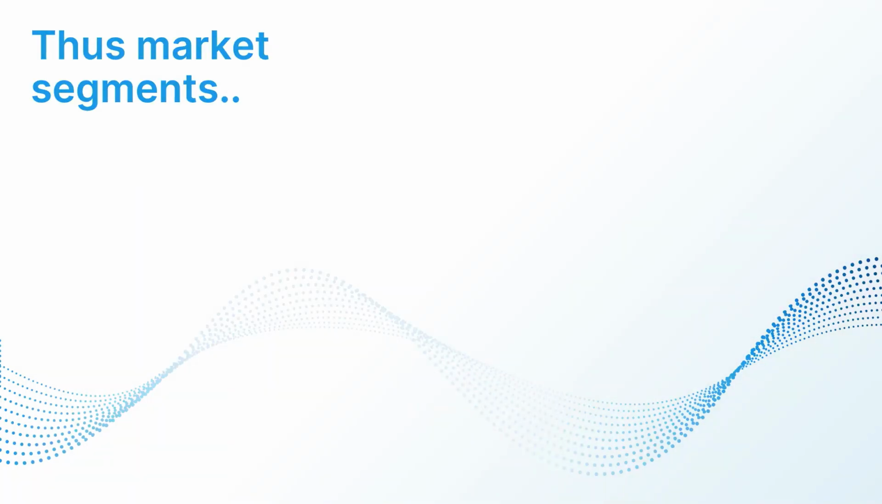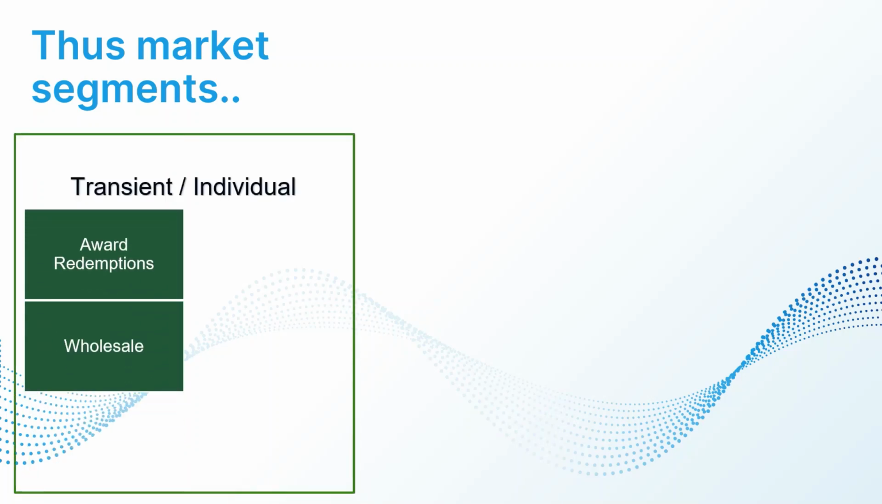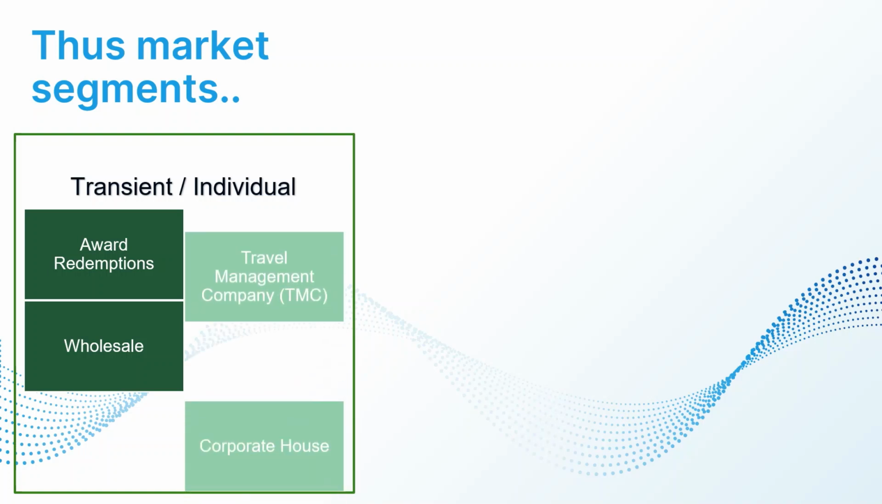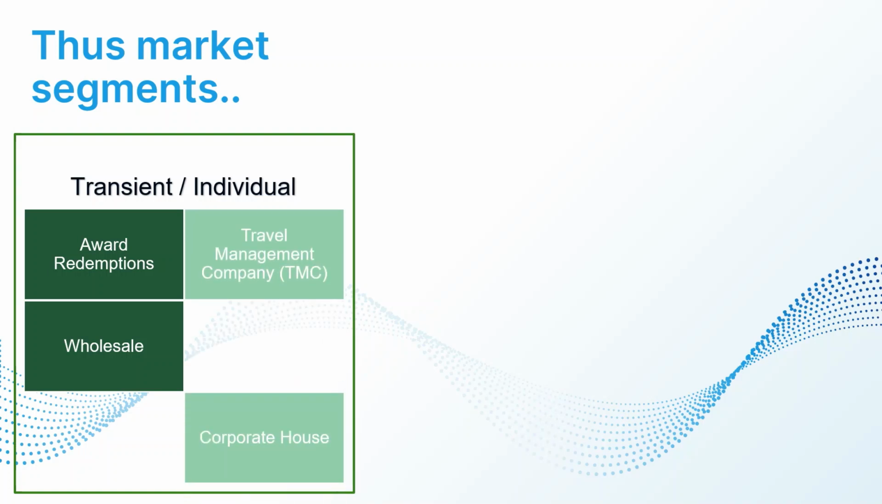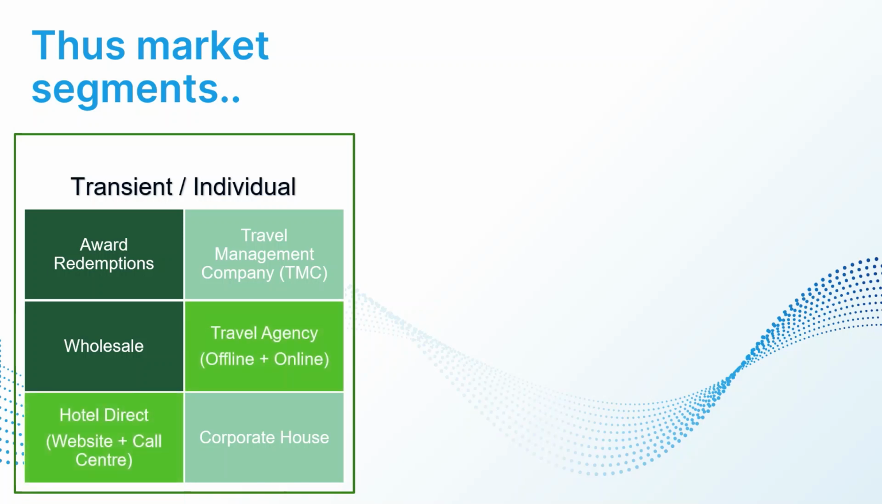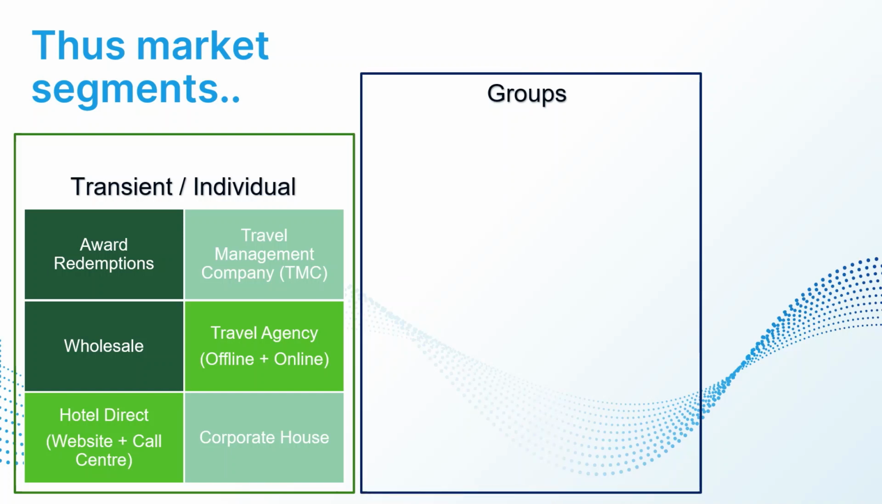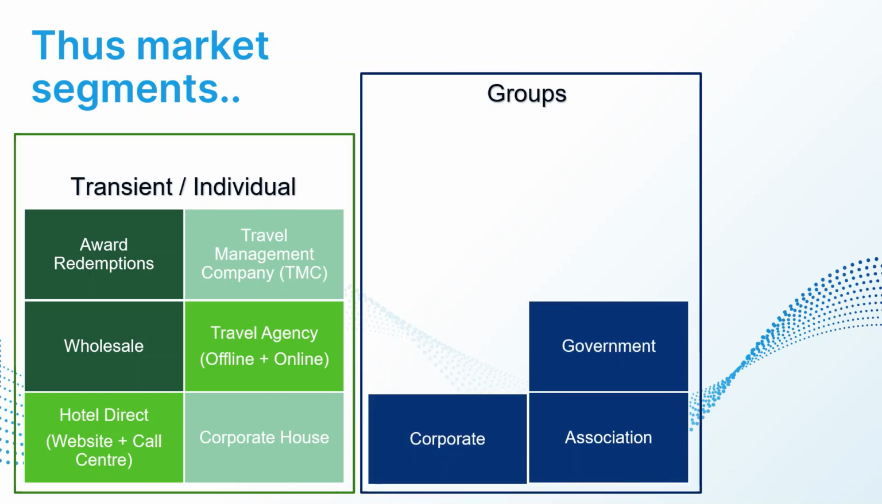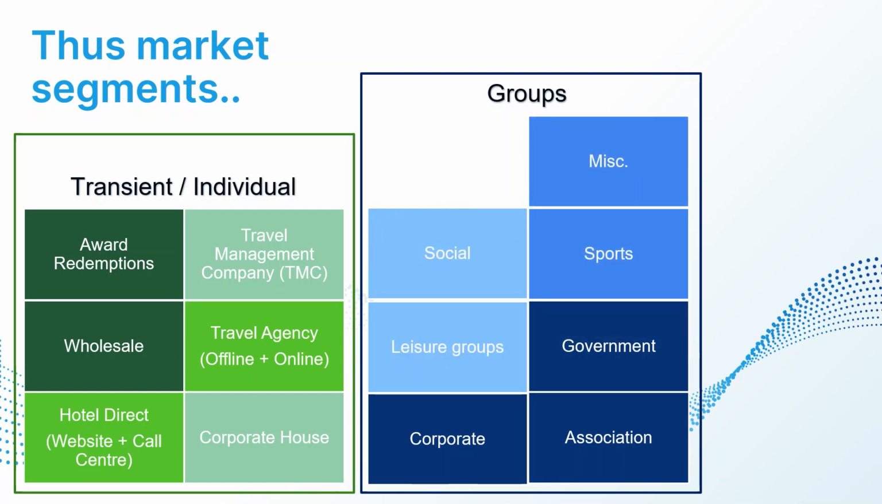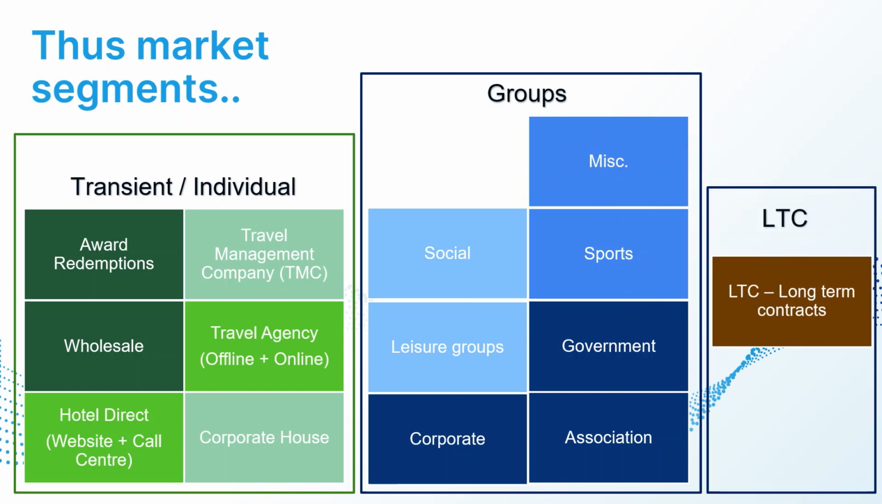Now let's put all the segments we have learned so far in one sheet. Under transient, we have award redemptions, wholesale, TMC. We will cover this in detail as we go along because TMC and corporate house are quite a thin line of differentiation. Then we have travel agency, which could be online and offline, and hotel direct. Under groups, we have association, government and corporate. Then we have social and leisure groups. Then we have sporting events or sports and miscellaneous. And under long-term contract, we have just long-term contracts.